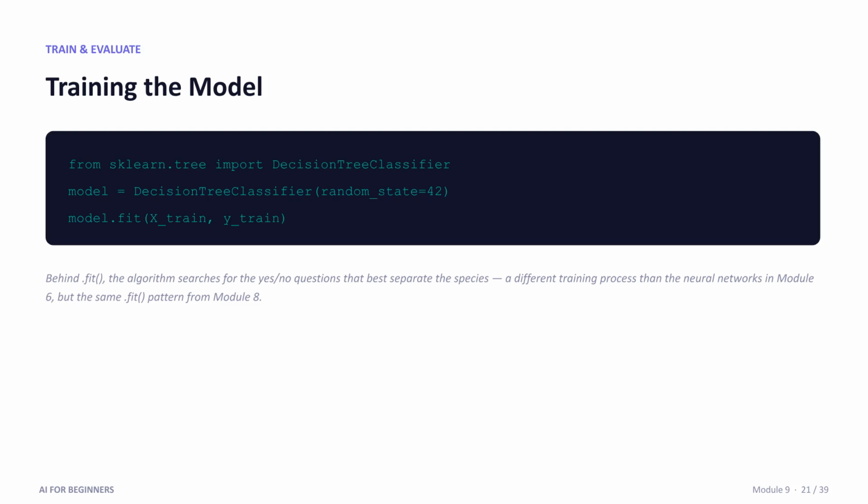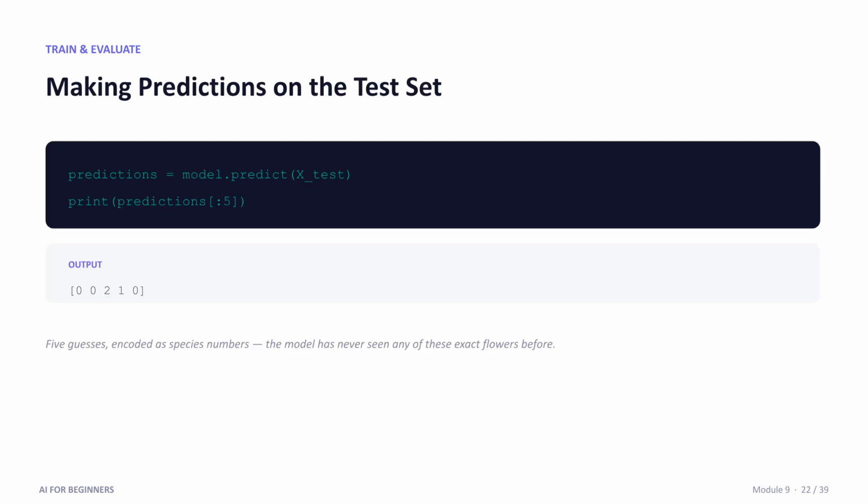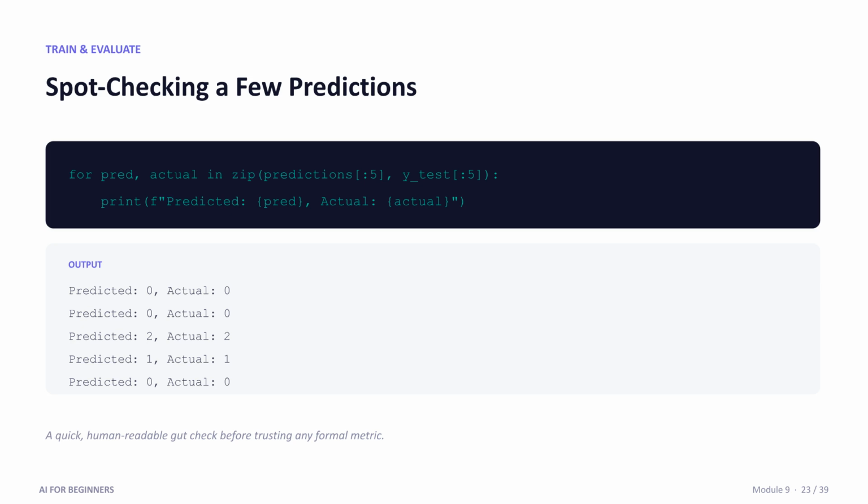This process is different from the neural networks in Module 6, but it follows the exact same .fit pattern we saw in Module 8. Now we make predictions on our test set. These 5 flowers were never seen during the training phase, which is why we performed that crucial split earlier. It's always a good idea to perform a quick gut check. By zipping our predictions with the actual labels, we can read them out loud, just like checking your own homework.